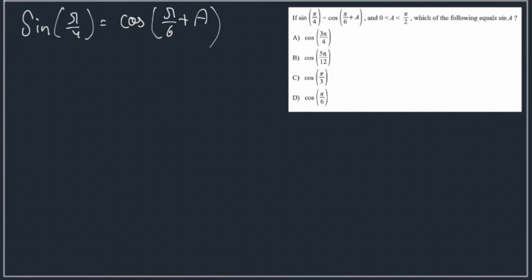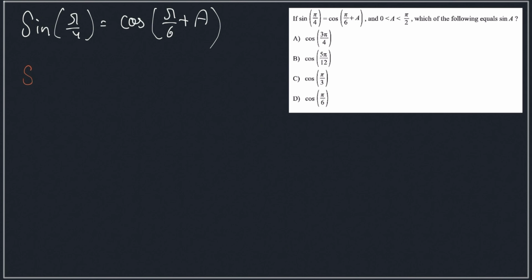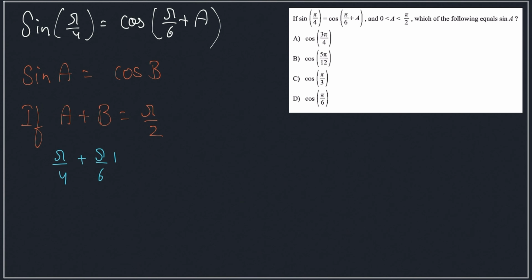Sine value of one angle is equal to cosine value of the other angle only if the two angles are complementary, or their sum is equal to pi by 2 or 90 degrees. In this case, one of the angles is pi by 4 and the other is pi by 6 plus A. Their sum must be equal to pi by 2. If we solve for angle A, we will get pi by 2 minus pi by 4 minus pi by 6.